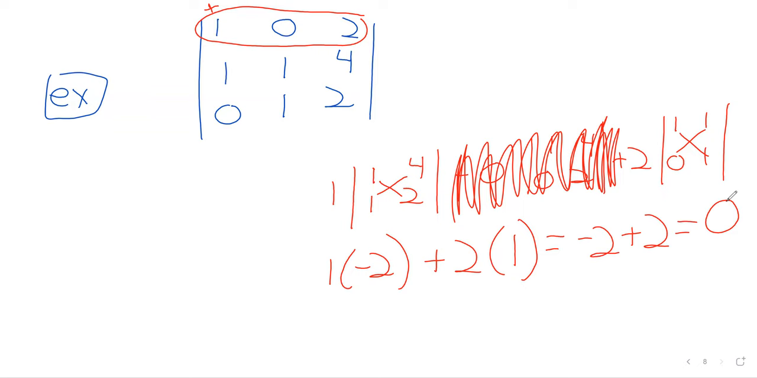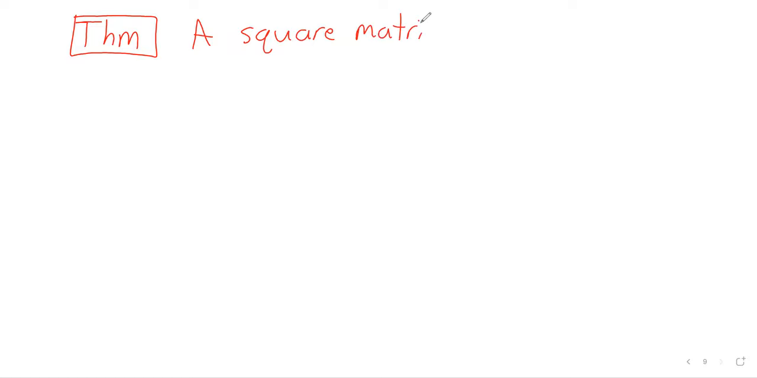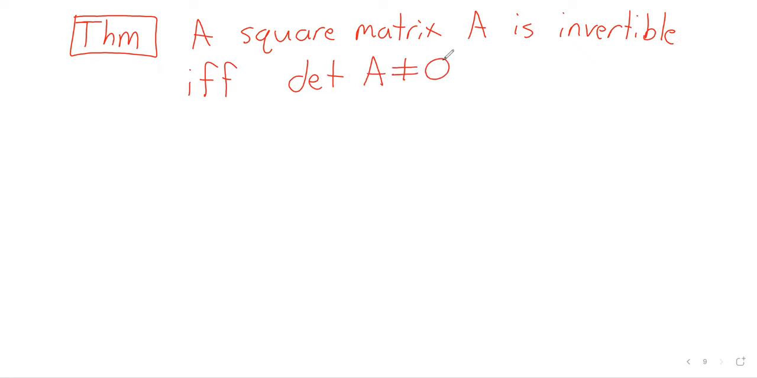That's an interesting coincidence, because having a determinant of 0 means something special. Let's get on to that. I'm just going to say the theorem, and then we can talk about why it's true. There are a few theorems we should talk about, but here's the main one. A square matrix A is invertible if and only if the determinant of A is not 0.